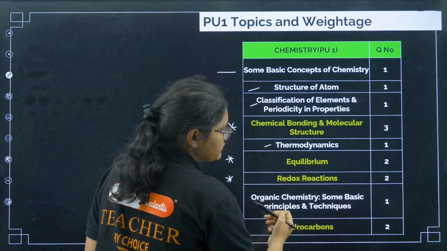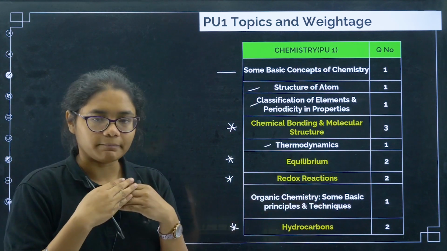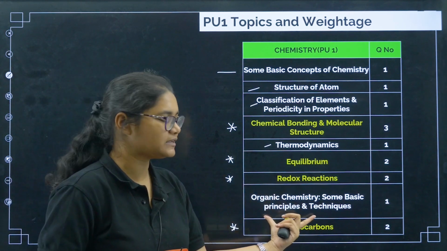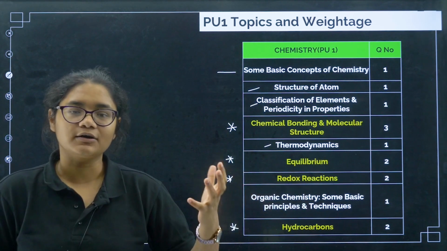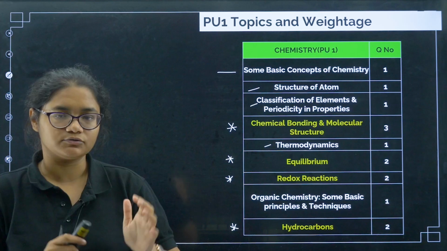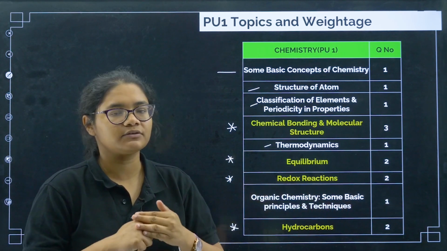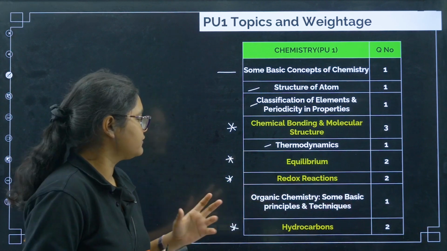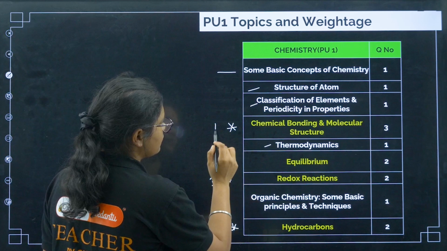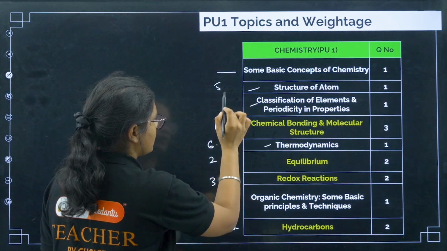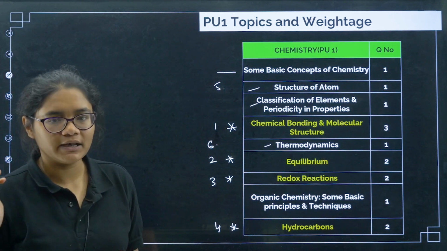Then organic chemistry, some basic principles and techniques. It is a fundamental chapter, right? If you do not know this chapter, you will not be able to understand the concepts of PU2 organic chemistry. Any questions from there will have a basic concept in organic chemistry which we have already studied. So after you do these first, second, third and fourth, I recommend you do the structure of atom and thermodynamics chapters, because there you only have to learn the formulas. Only formulas will help you.